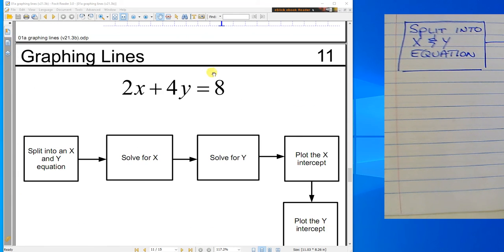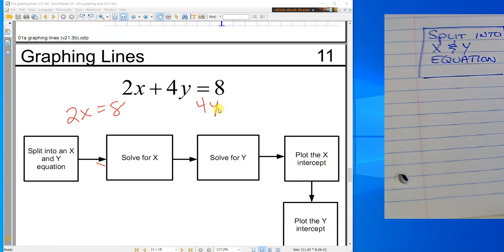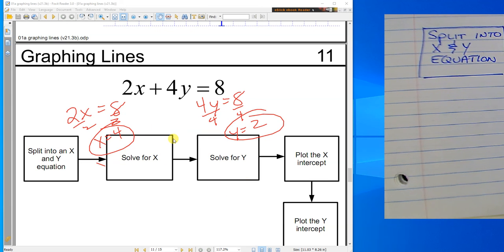So right here on this one, I'd split it. I'd have 2x equals 8, 4y equals 8. Dividing by 2, x equals 4. Dividing by 4, y equals 2. This is your x-intercept, that's your y-intercept. Plot them, connect the dots.